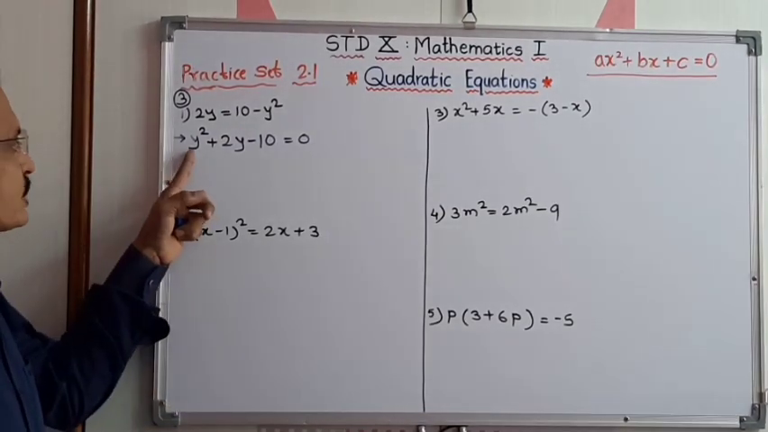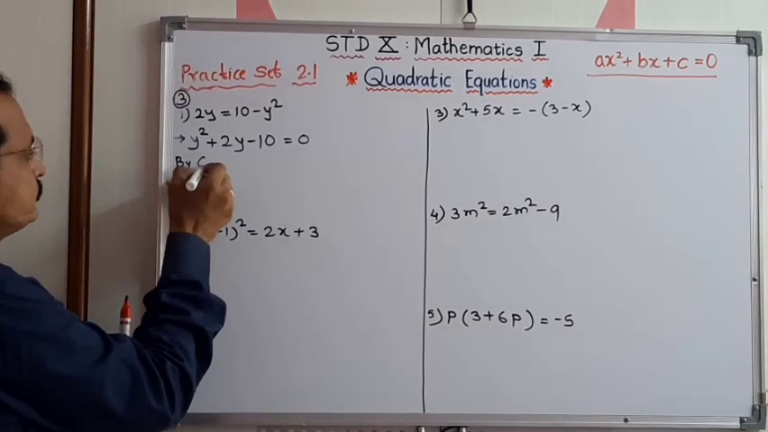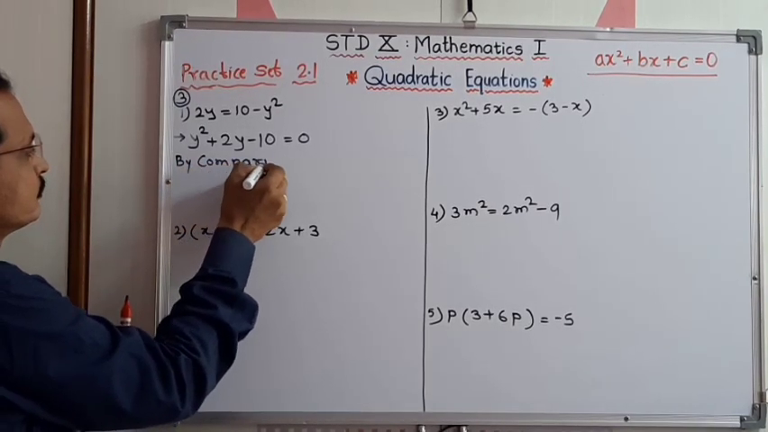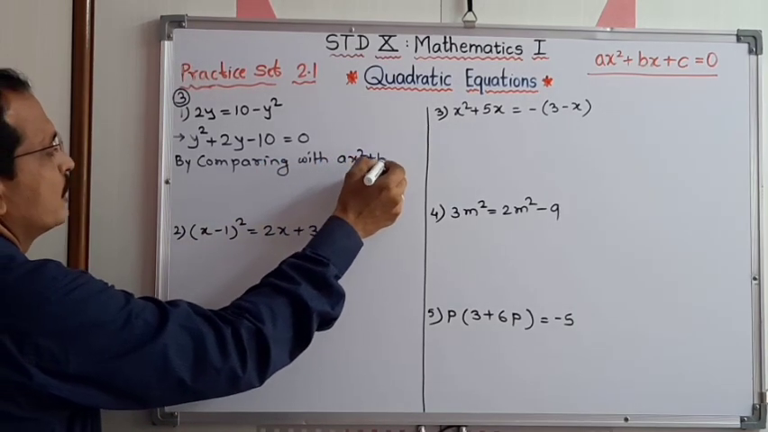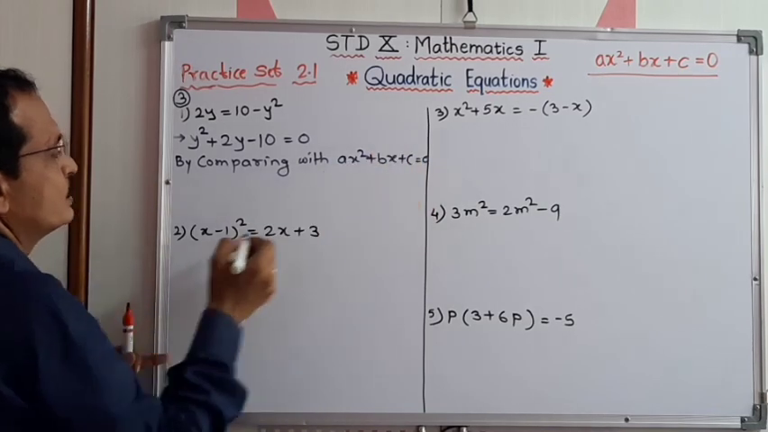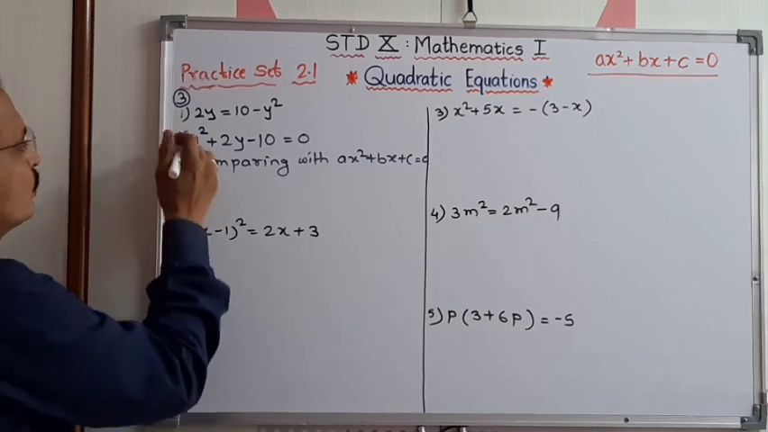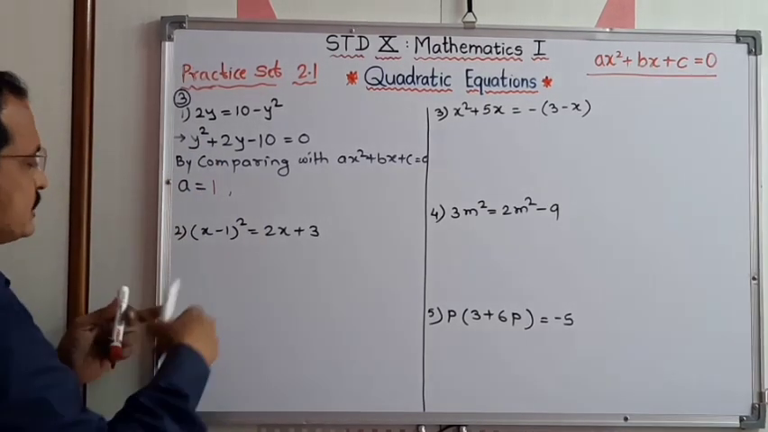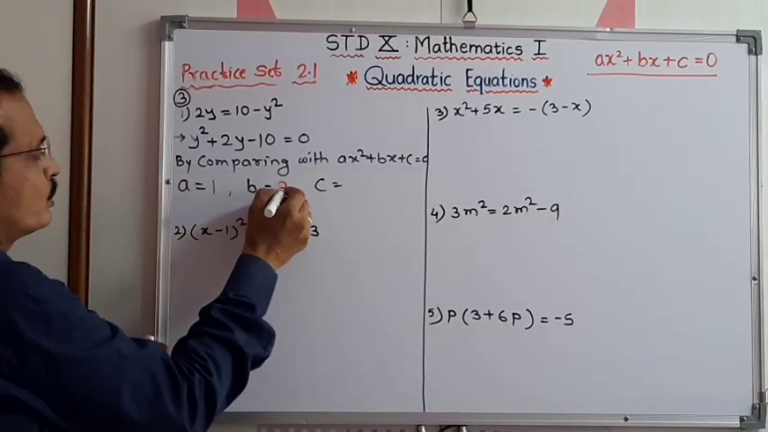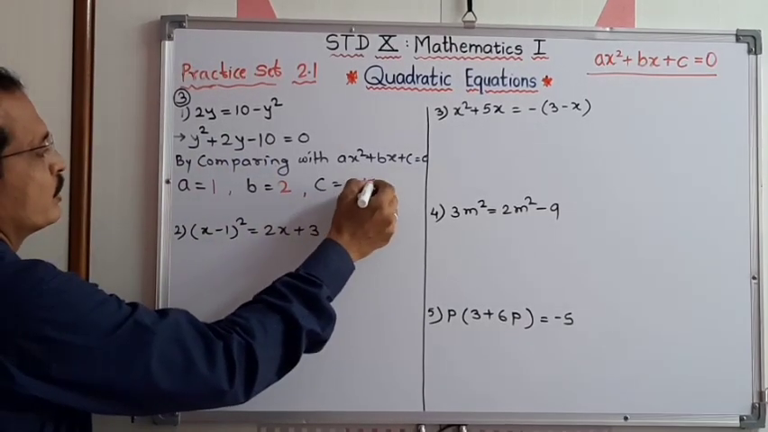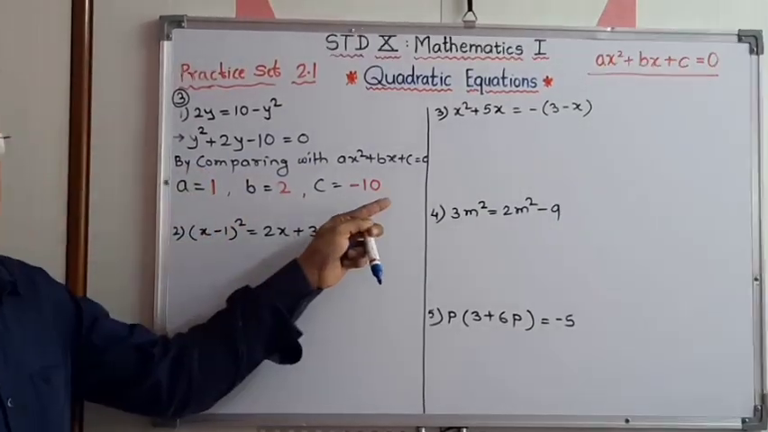Now see, ax square plus bx plus c equal to 0. Now by comparing with ax square plus bx plus c equal to 0, we get a is equal to 1. What is b and what is c? b is equal to 2 and c is equal to minus 10. These are the values of a, b and c.